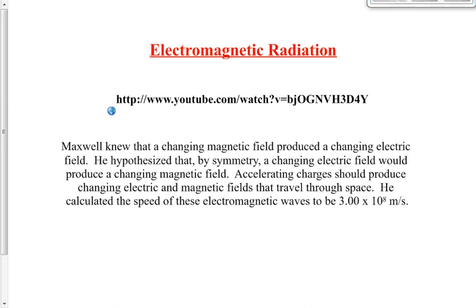Today we're going to start a new unit on electromagnetic radiation. Two units ago we did electricity. Last unit we did magnetism, and certainly there was some interaction between the two, electricity and magnetism. One can cause the other, and the other can cause the first. There were some relationships between the two.